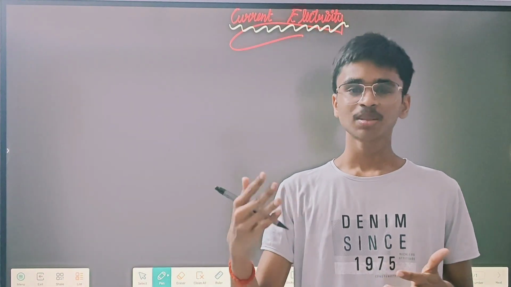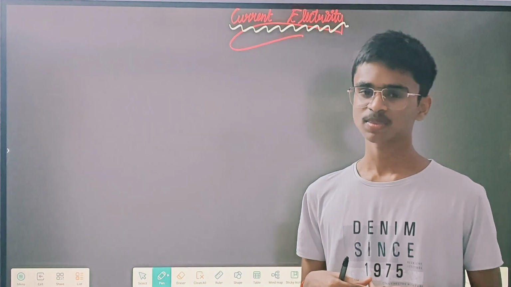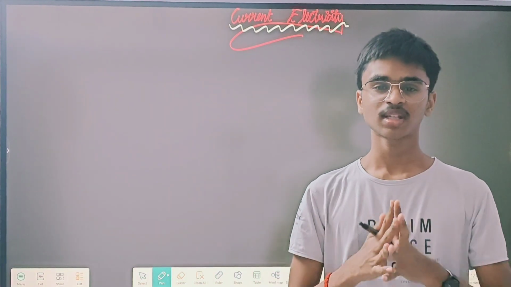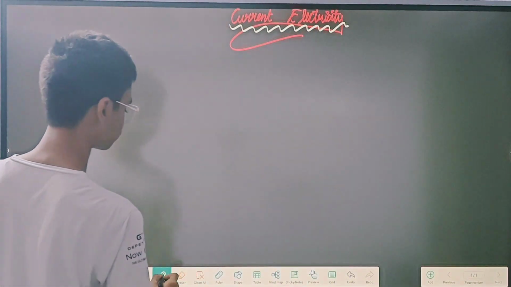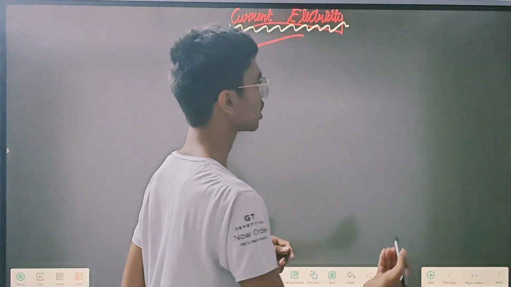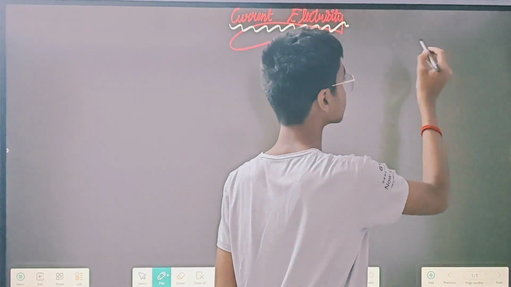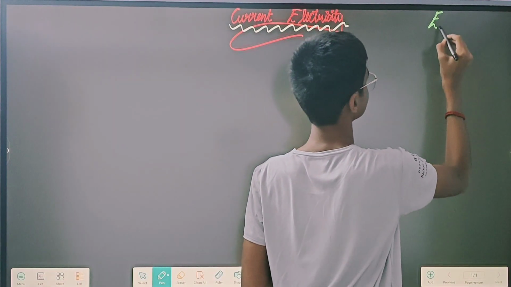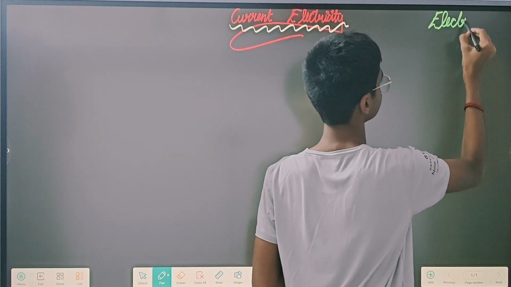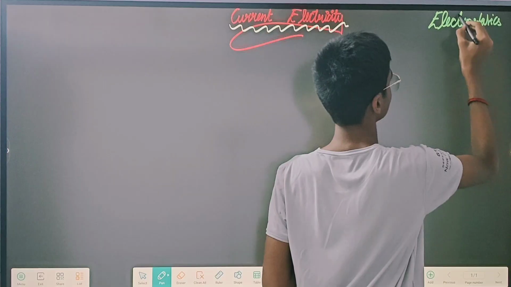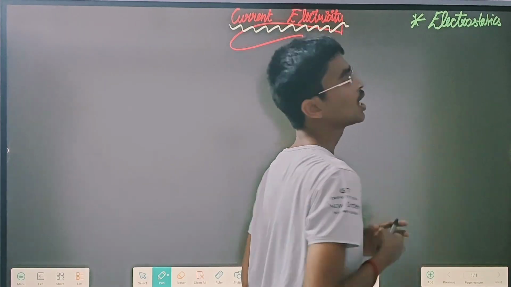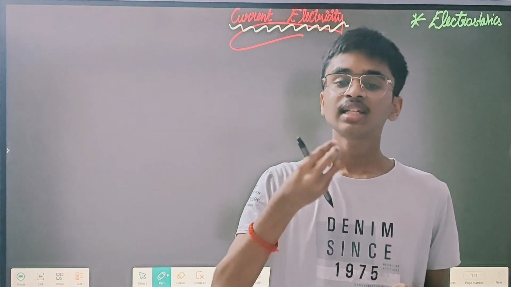From an objective point of view, this total charge concept has been classified into two different types. The first concept will be electrostatics. This is the lesson that we were studying in the first two lessons.